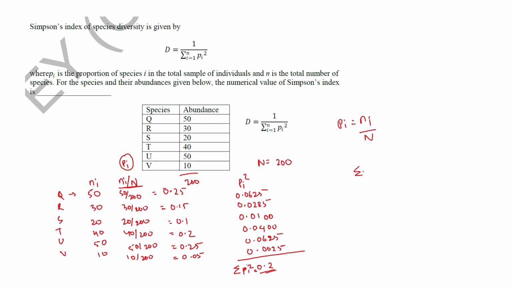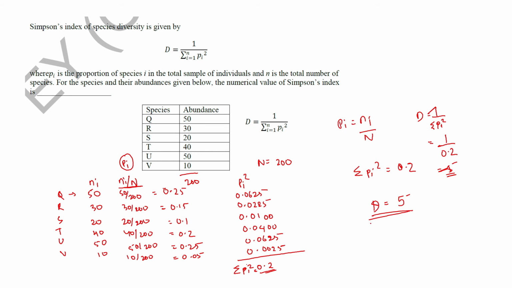So summation of pi square equals 0.2. Now when we put that, we'll get d equals 1 by summation of pi square. So we'll get 1 by 0.2, that is 5. So here d equals 5. Okay, so once you do it, you'll get the hang of it.